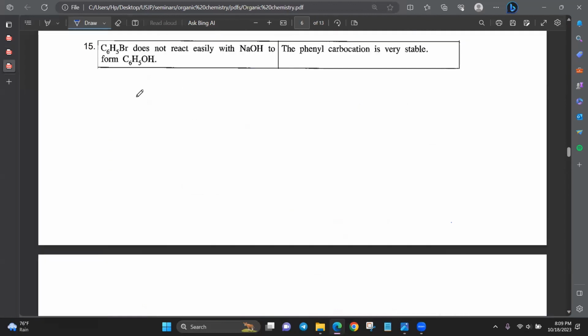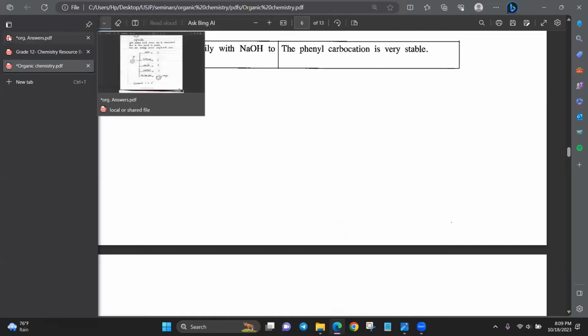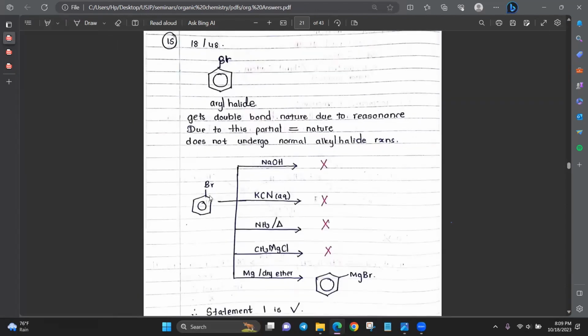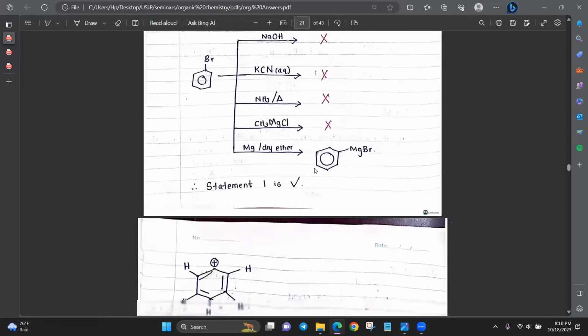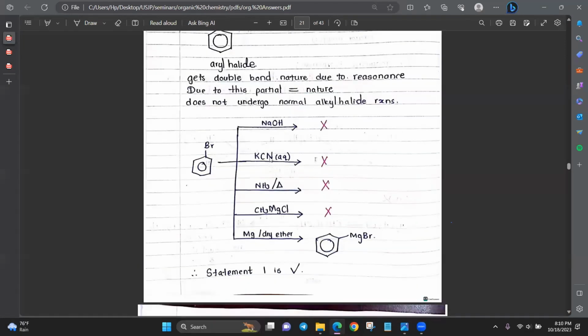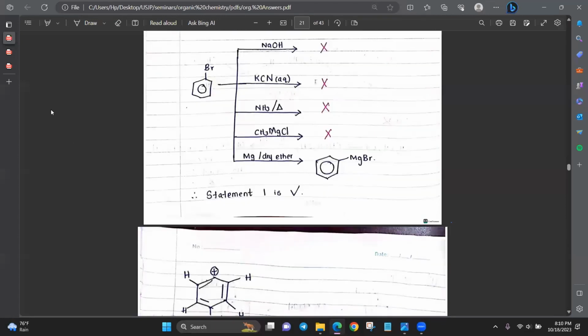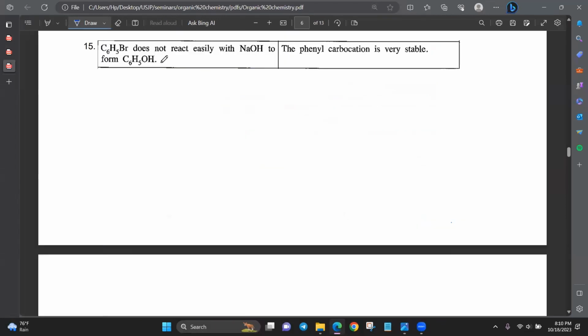Now, what is the first statement? This does not react easily with sodium hydroxide to form phenol is a correct statement. Why is that? Because of the partial double bond nature due to resonance, this will not react with sodium hydroxide and form phenol. But if it was an alkyl halide, then it can happen. So statement 1 is correct.